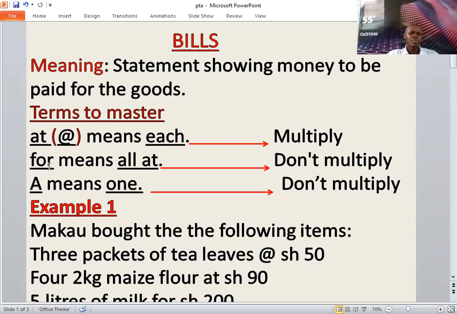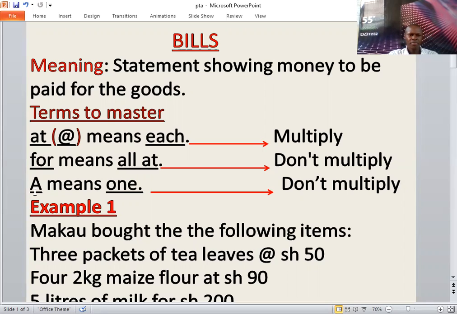Let's come to for. For means all that was bought. That one we don't multiply. For example, if someone bought 5 kilograms of sugar for, let's say, 600 shillings, that one we don't multiply. We are going to use the total amount as 600 shillings.